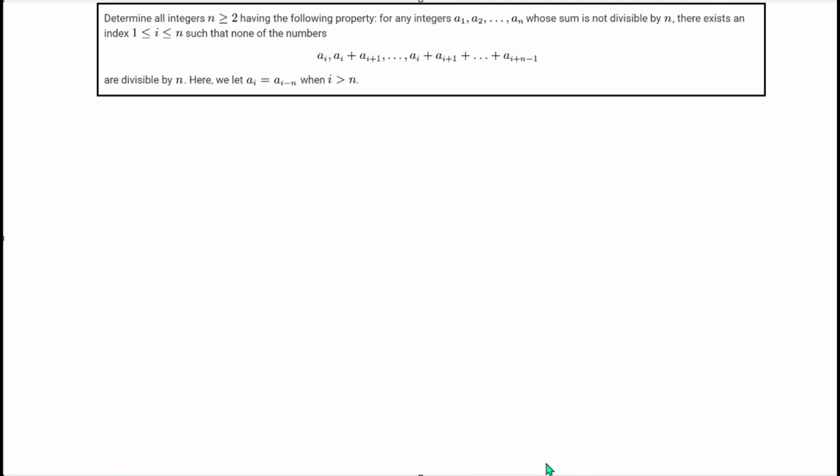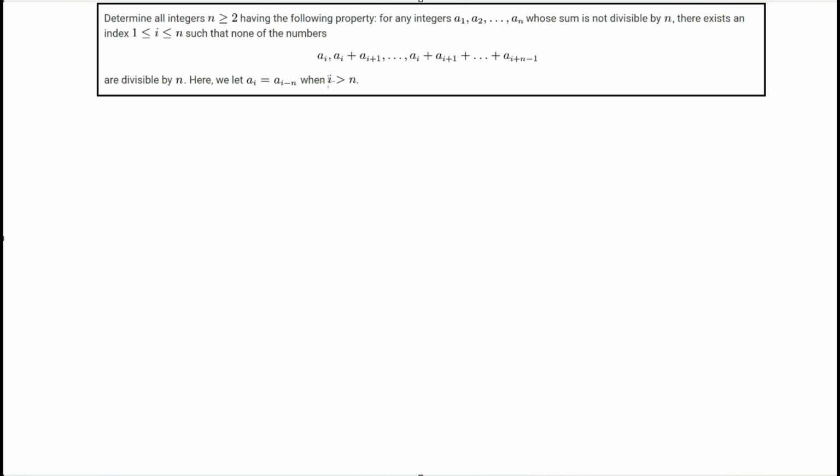And it states to determine all integers n greater than or equal to 2 having the following property. For any integers a1, a2, all the way to an, whose sum is not divisible by n, there exists an index i, 1 less than or equal to i less than or equal to n, such that none of these numbers is divisible by n. And here we let ai equals ai minus n, when i is greater than n.